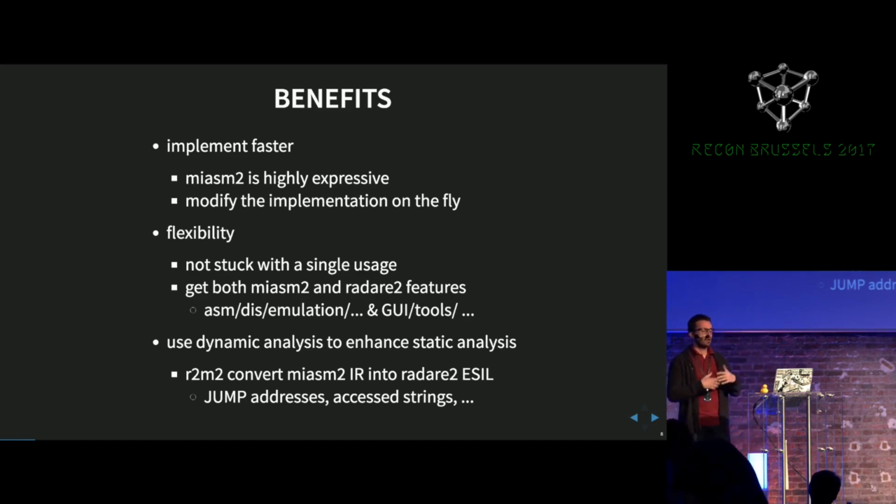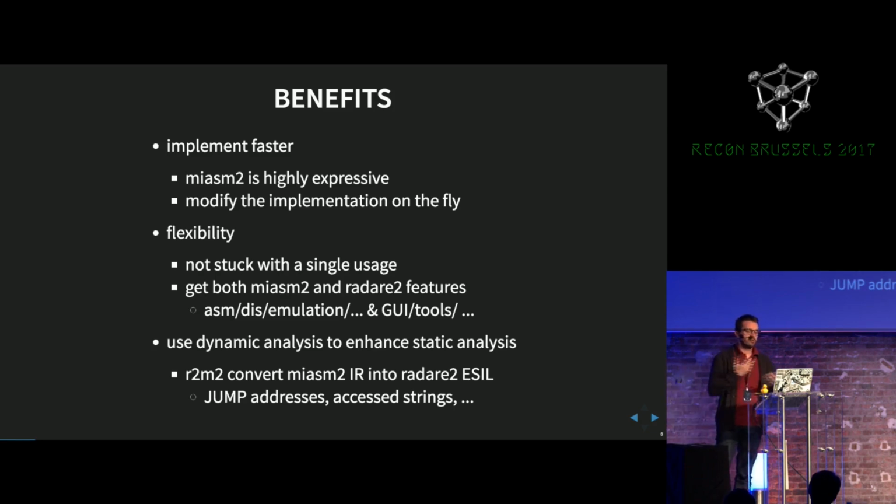Also, it gives you, or gave me at least, flexibility because I was not stuck with a single usage. So at the beginning, I chose to use Miasm for this, let's say, weird CPU architecture. So it gave me assembly, disassembly, and emulation. And r2m2 is giving me the graphical interface of R2. So I'm not stuck with only one tool.